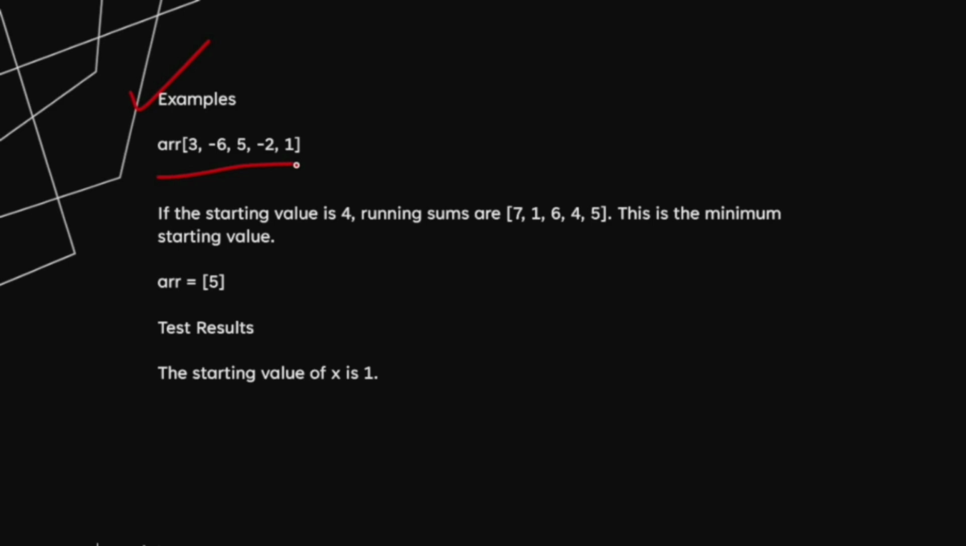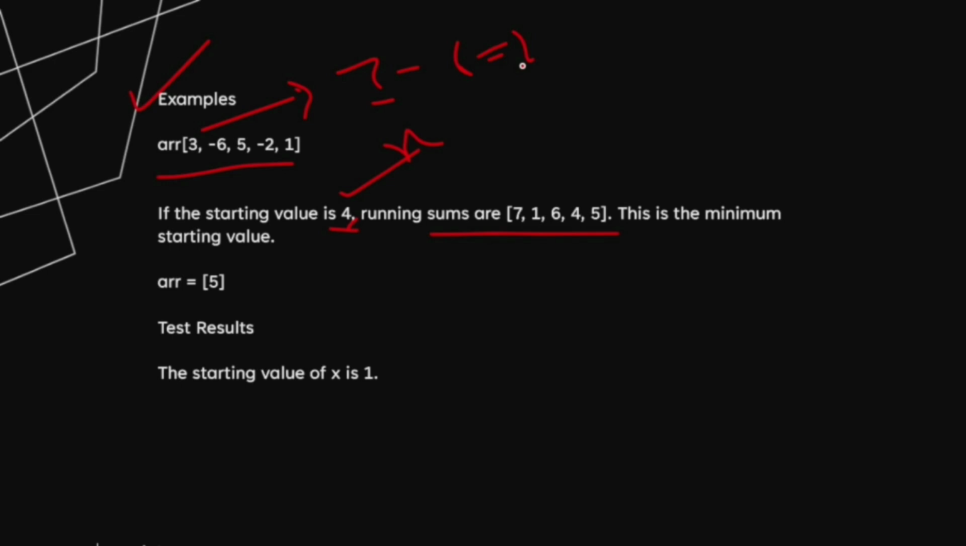This is the array given to us, and suppose the starting value x is 4. Then your running sums are 7, 1, 6, 4, 5. So with 4, 4 plus 3 is 7. Now this sum value is 7, and 7 minus 6 is 1. In each iteration you have to make sure that your running sum value is greater than or equal to 1.